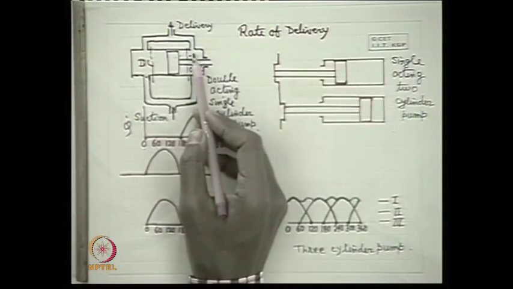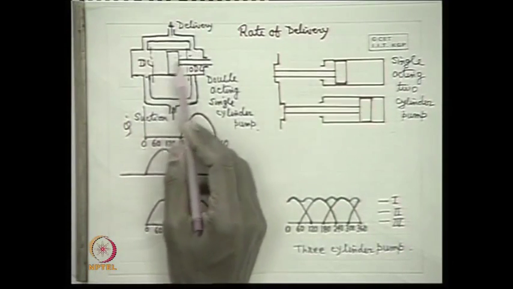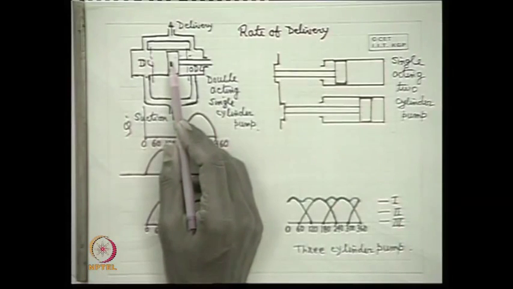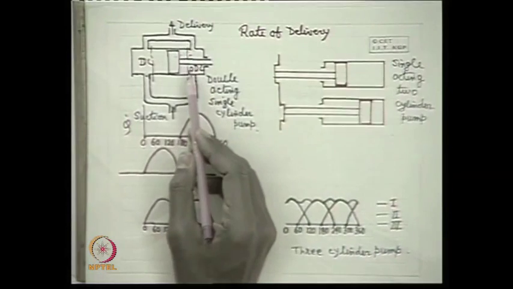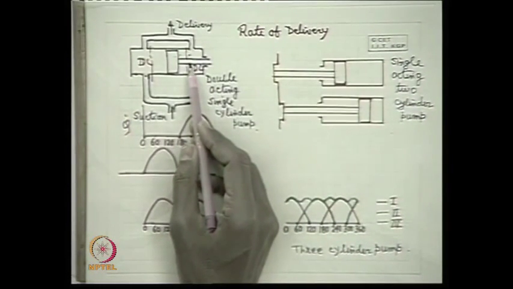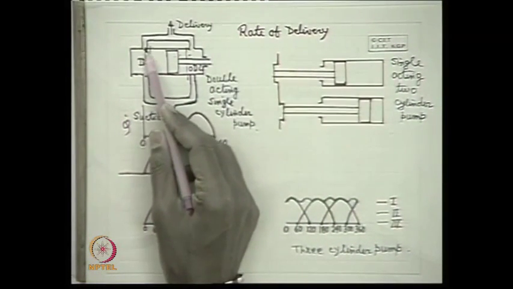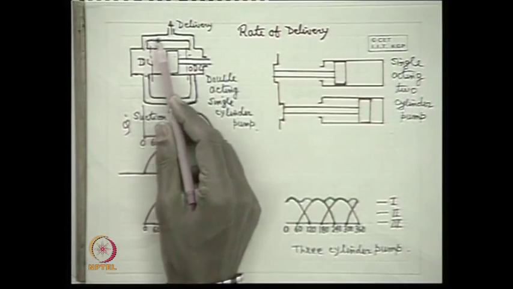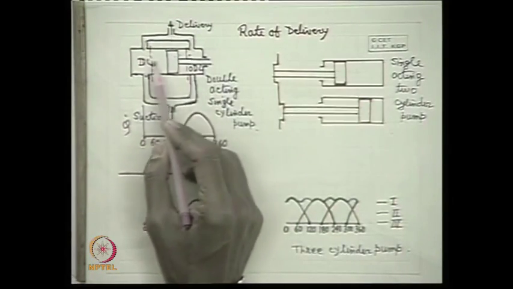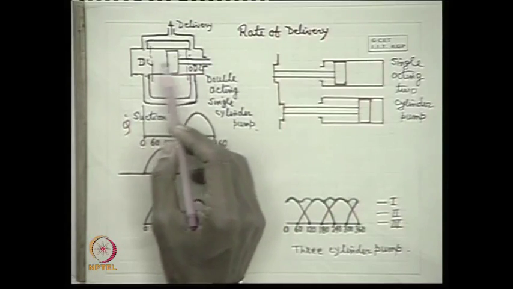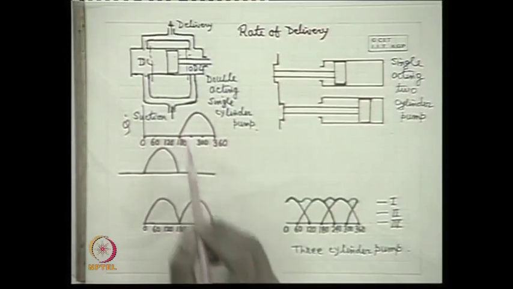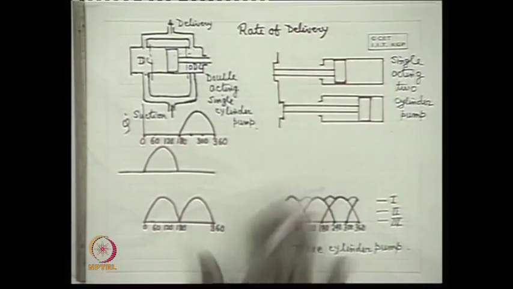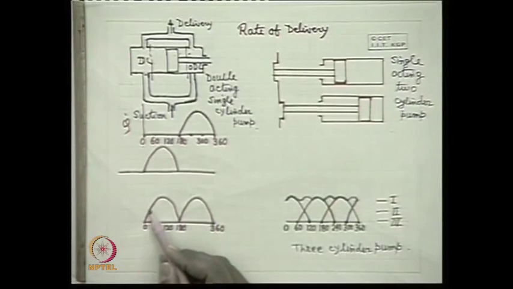Therefore, delivery takes place in both these strokes. While this is a suction stroke for the liquid on this side, the delivery takes place through this line. Similarly, when the piston moves from ODC to IDC, the delivery valve here opens and the liquid here flows through the delivery. So it is simultaneously executing both the delivery and the suction strokes in both 0 to 180 degree rotations of the crank.